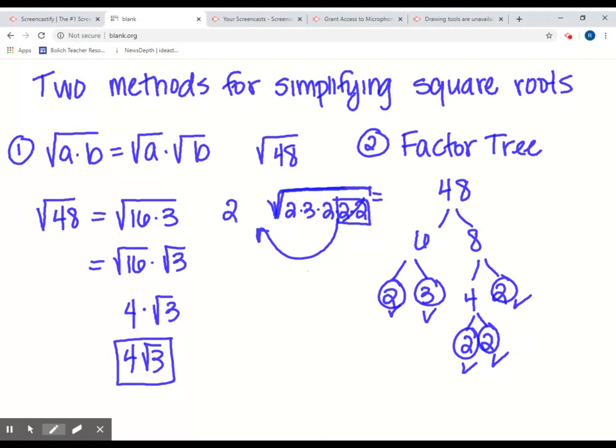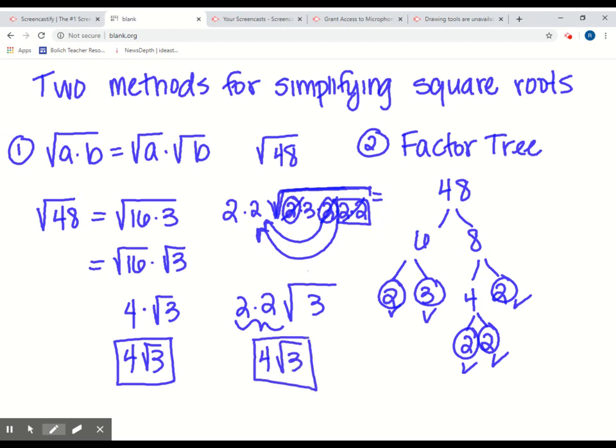I can make another perfect square with this 2. 2 times 2 also makes 4, and the square root of 4 is also 2. So right now we have 2 times 2 times the square root of the only number left, which is 3. And then you multiply these and get 4 square root of 3.